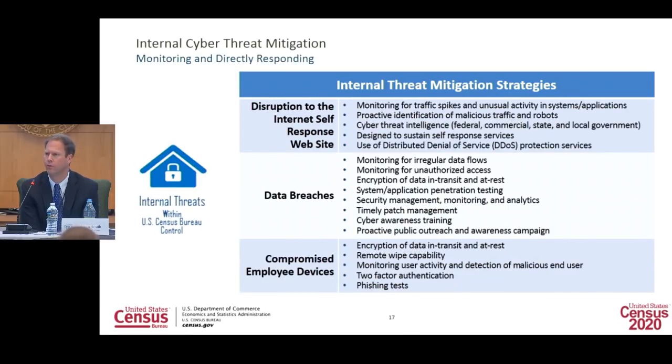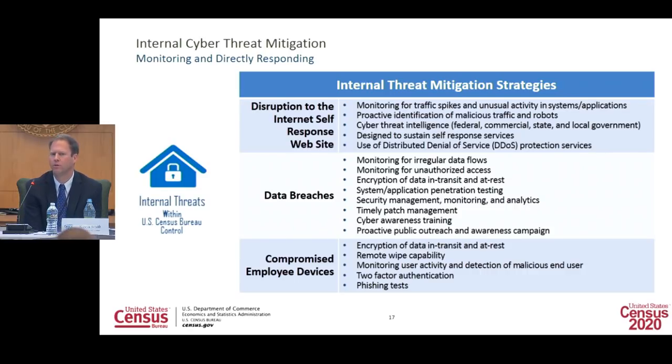These are things that are internal threats to the census. I'm going to describe the solutions, technologies, and protocols, but we're not going to be talking further about them. Our partners know about them and we're working with them, but in a public forum, disruption to the internet self-response site. Well, we're monitoring for traffic spikes and we'll be able to take action on those. I'll say that based on the solution design I described, we'll be able to sustain services. If we're monitoring for traffic spikes and we can continually grow the system to make sure it's always working, we have a complement and a mitigation to this.